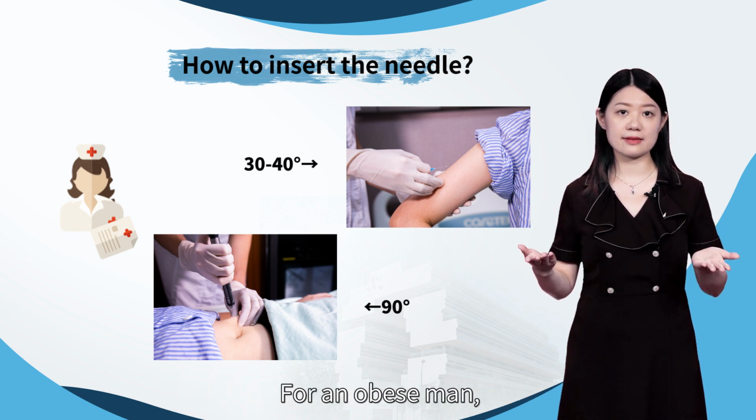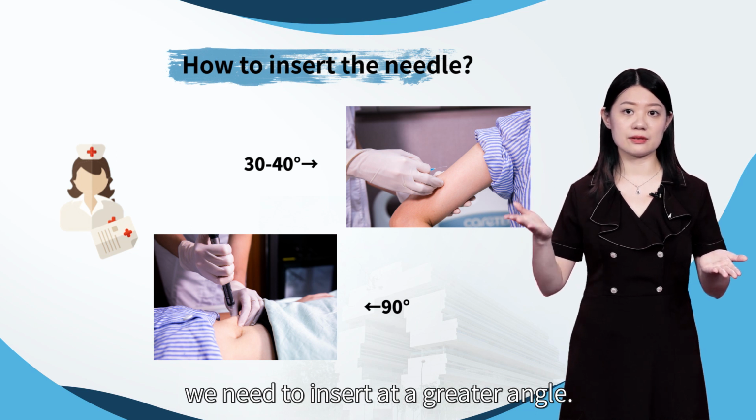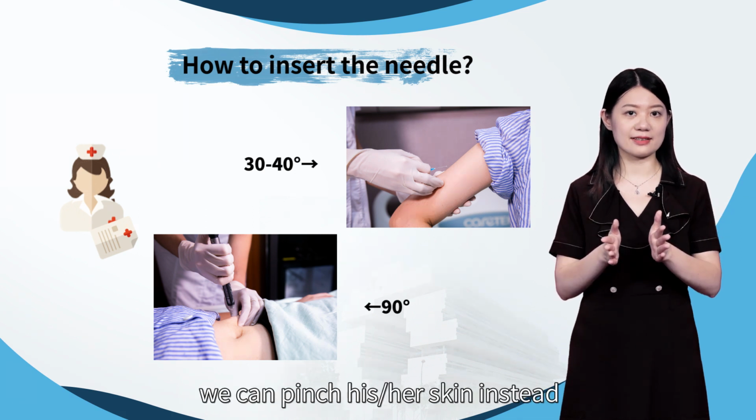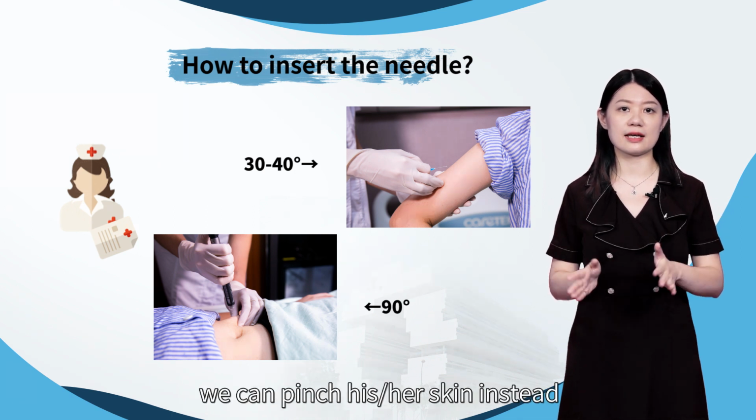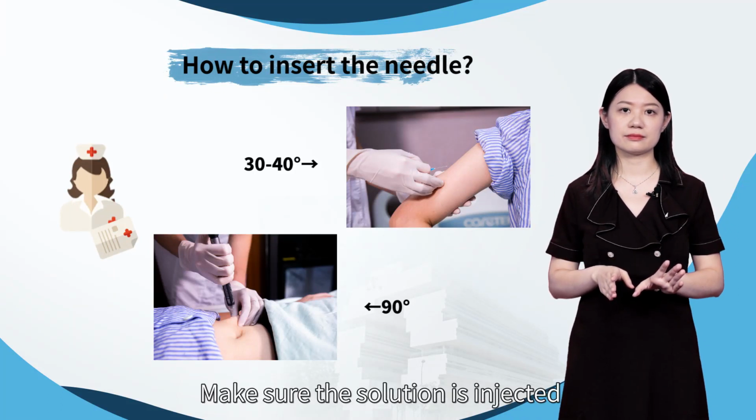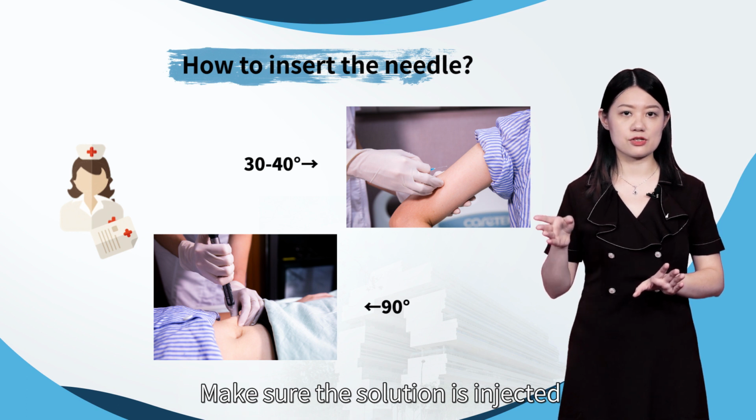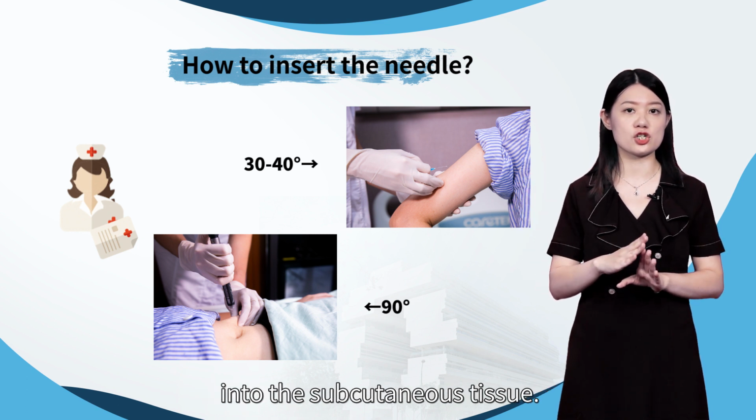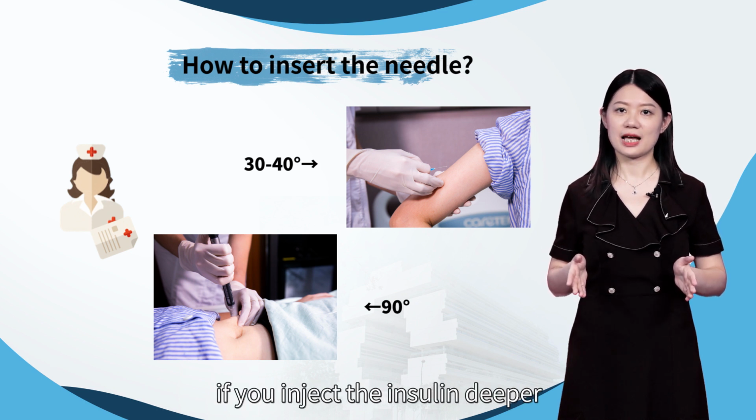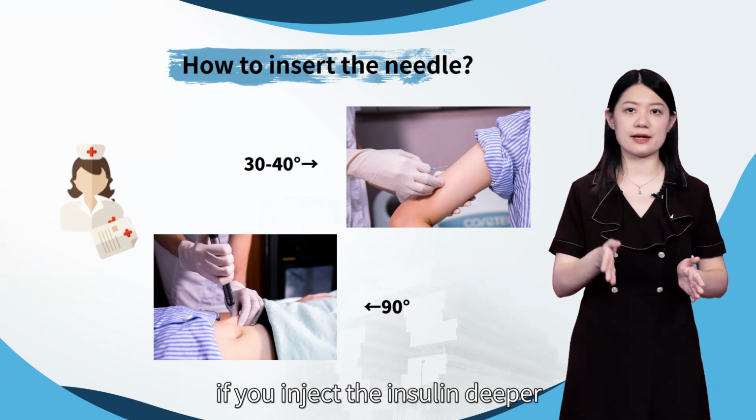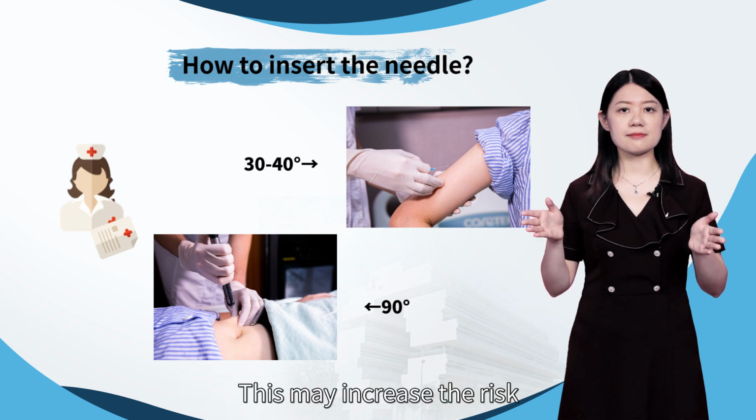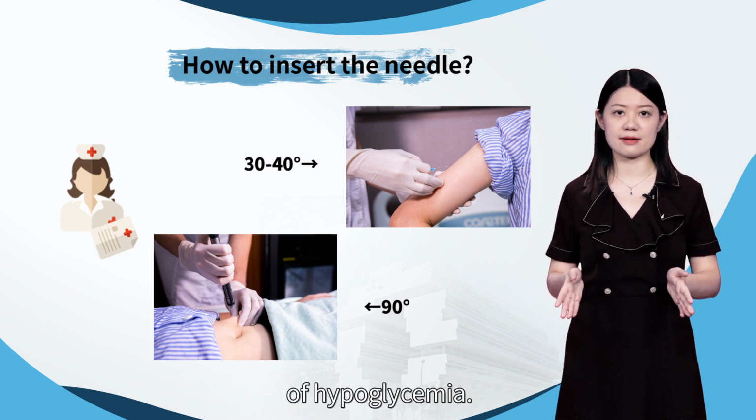For an obese patient, we need to insert at a greater angle. On the contrary, if the patient is very thin, we can pinch his or her skin instead of spreading it and reduce the injection angle. Make sure the solution is injected into the subcutaneous tissue. Take the case of insulin injection again. If you inject the insulin deeper into the muscle, the solution will be absorbed too fast. This may increase the risk of hypoglycemia.